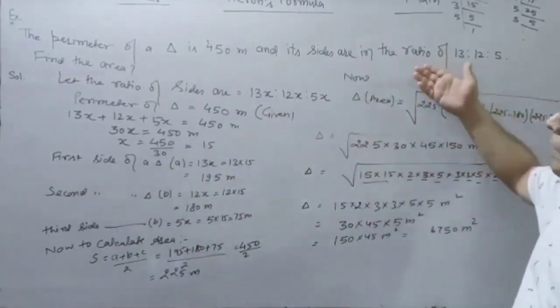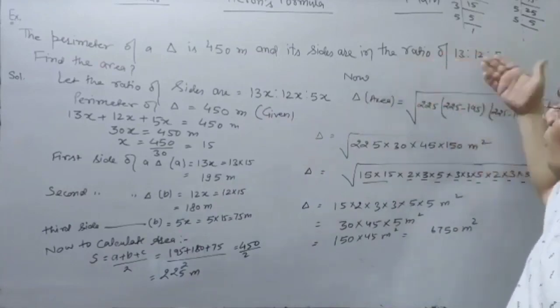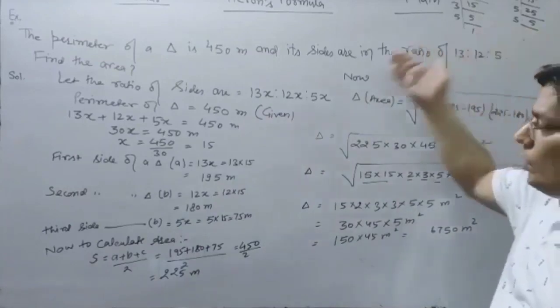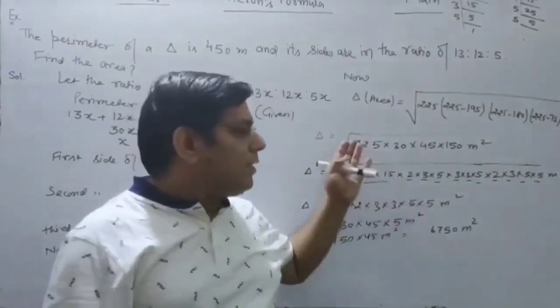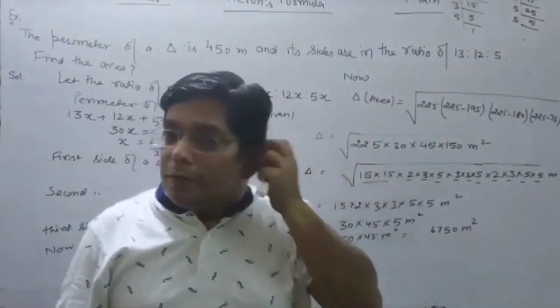So this is the process to get the area of a triangle when the sides are in the form of a ratio. First of all we have to calculate the measurement of each side, and after that the same formula we will use to calculate the area.